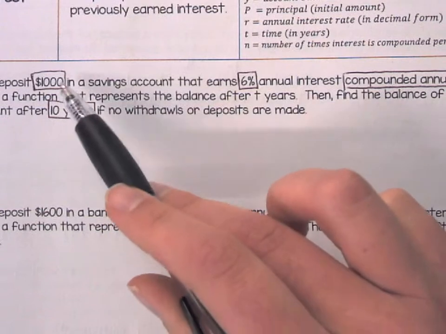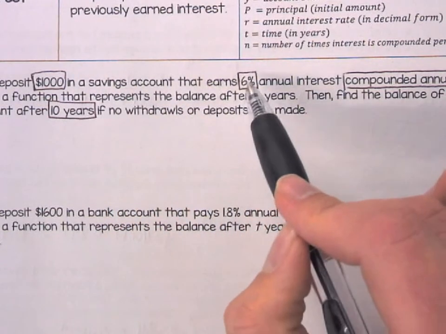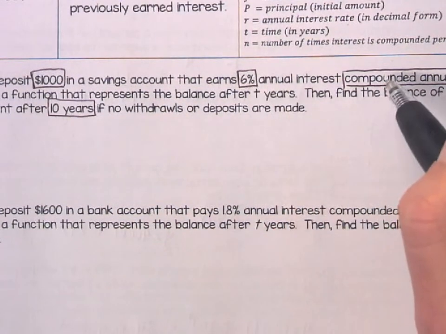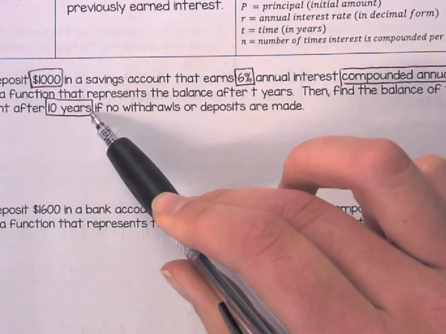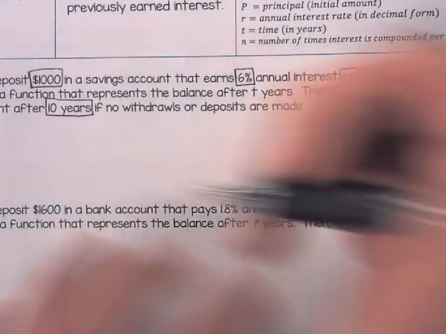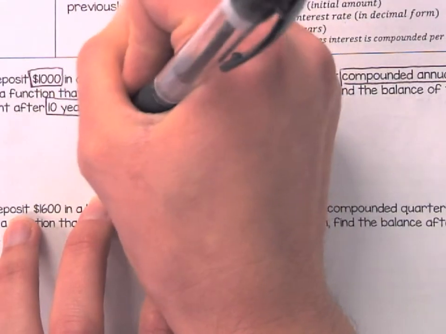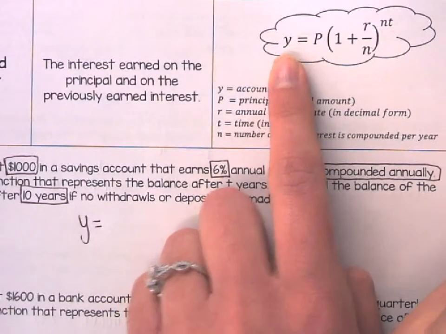We know we started at $1,000. Our rate is 6%. It's compounding annually, meaning once a year. And we want to know the value at 10 years. So first we need to start by setting up our equation. And we always start with the y equals. I'm just following this formula right here.